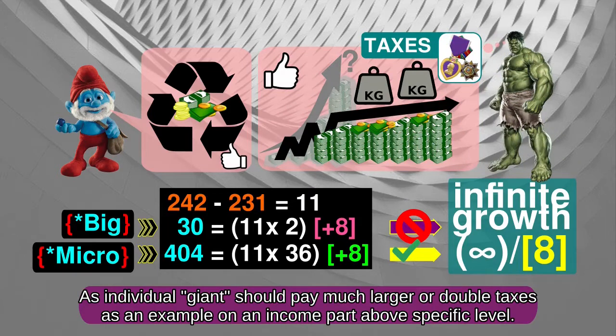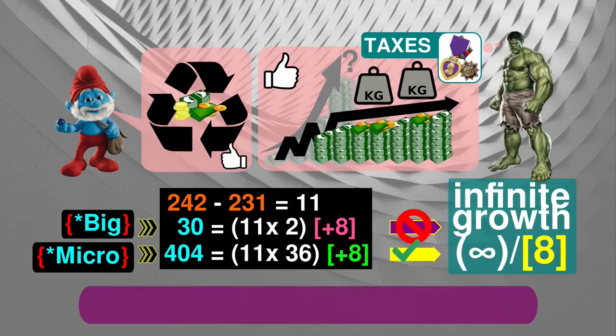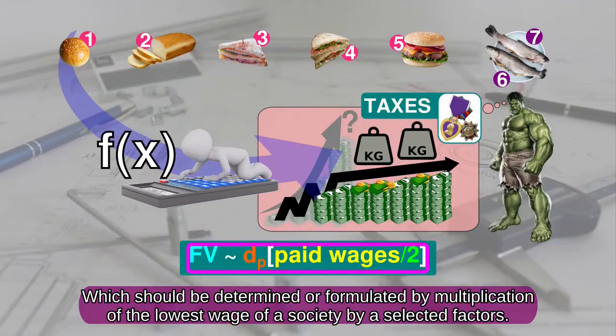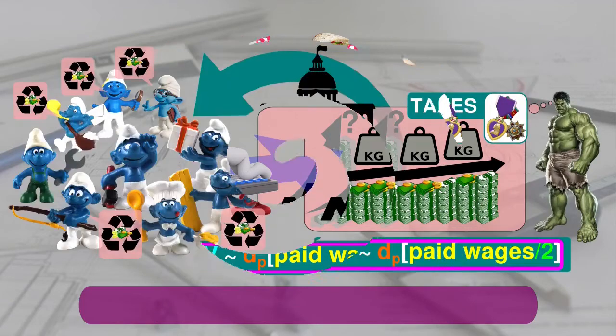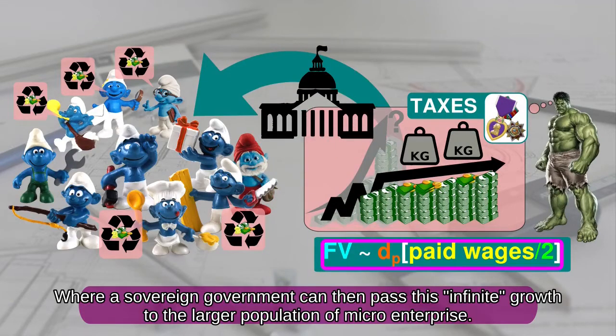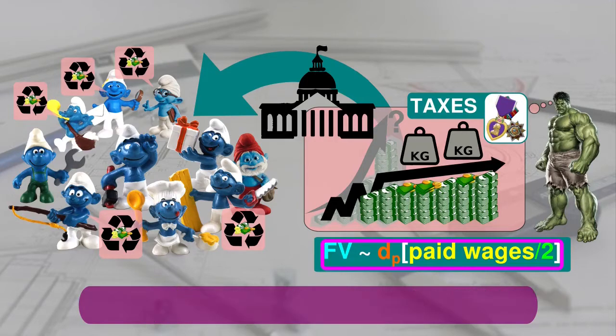as individual giants should pay much larger or double taxes, as an example, on an income part above a specific level, which should be determined or formulated by multiplication of the lowest wage of a society by a selected factor, where a sovereign government can then pass this infinite growth to the larger population of micro-enterprise.